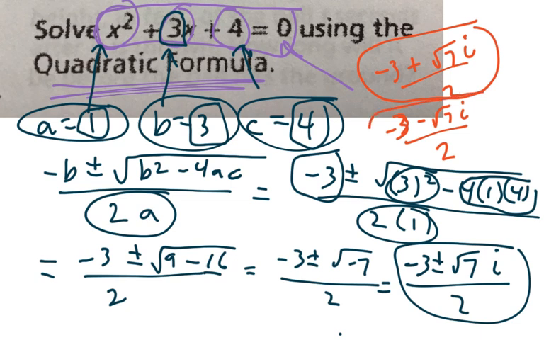Just remember, there's 2 answers in one. The quadratic formula generally gives you 2 answers. And we end up with some complex numbers.